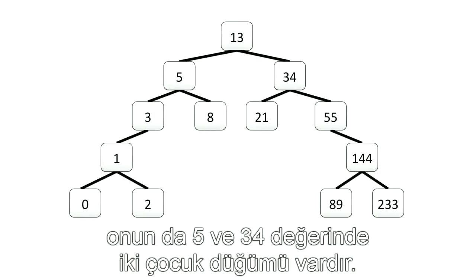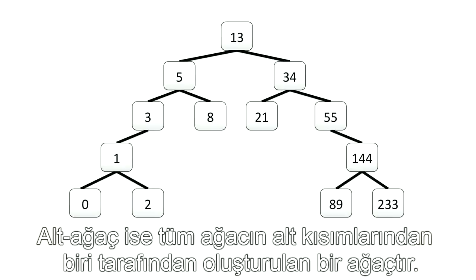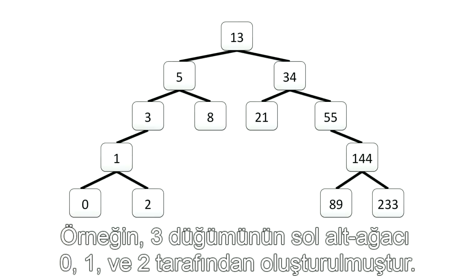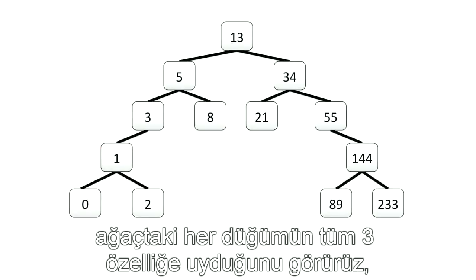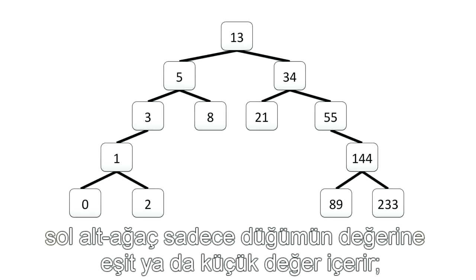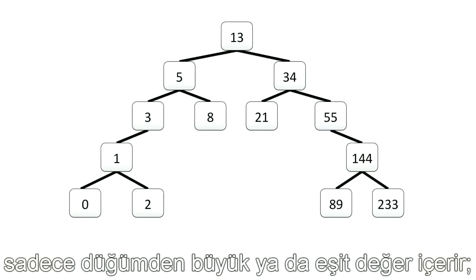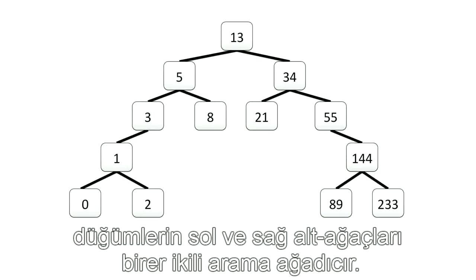A subtree is the tree that is formed by just looking at a subsection of the entire tree. For example, the left subtree of the node 3 is a tree created by the nodes 0, 1, and 2. So if we go back to the properties of a binary search tree, we see that each node in the tree conforms to all three properties. Namely, the left subtree only contains values that are less than or equal to the node's value. The right subtree of all nodes only contain values that are greater than or equal to the node's value. And both left and right subtrees of all nodes also are binary search trees.